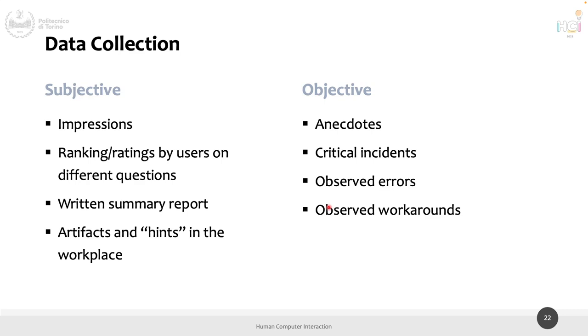And then you have also objective measures, like the workarounds they put in place, the errors they make, how many they are, the incidents that happen with the system, with the environment, etc. The anecdotes that you listen to from them. These are all data that can help you to then extract needs from all this observed data and continue with the analysis and synthesis of the work.